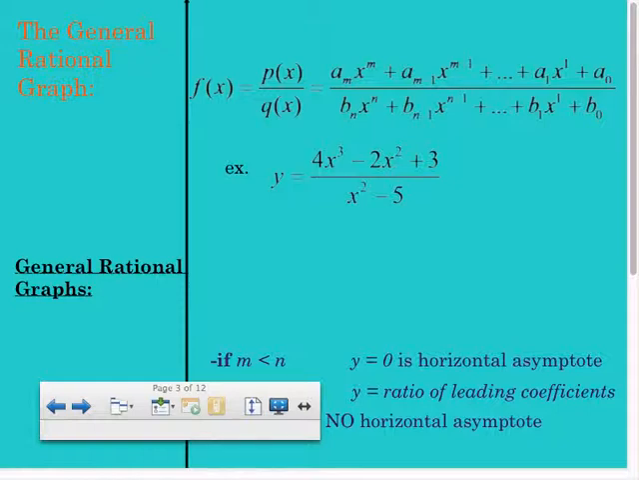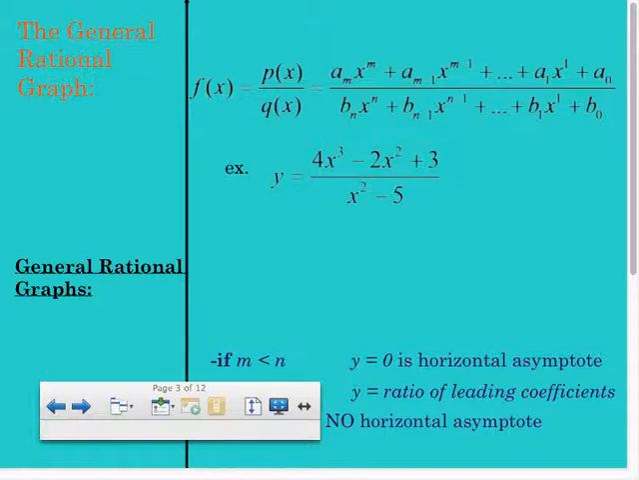So all of the a sub m's in the numerator, those are just coefficients. X to the m, that's your highest power. Next to that, you'll see x to the m minus 1. All that's saying is that the power is decreasing by 1 in each term. You have an ellipsis because you can have as many terms in there as you want. And then at the end, x to the first power, and then your last a sub 0 is just a constant.